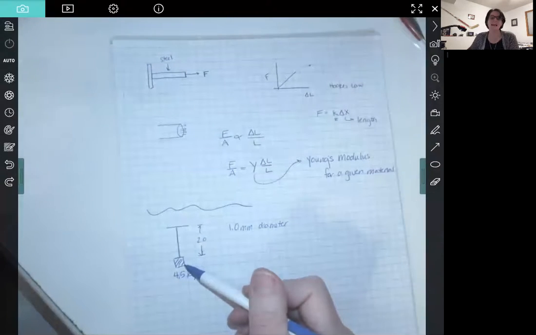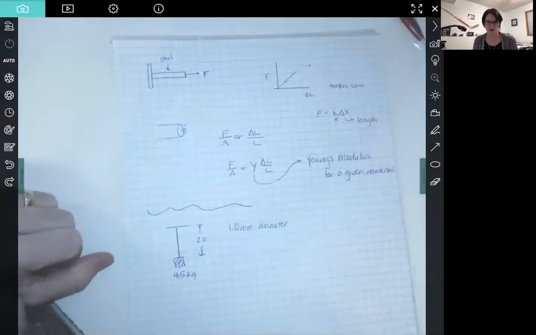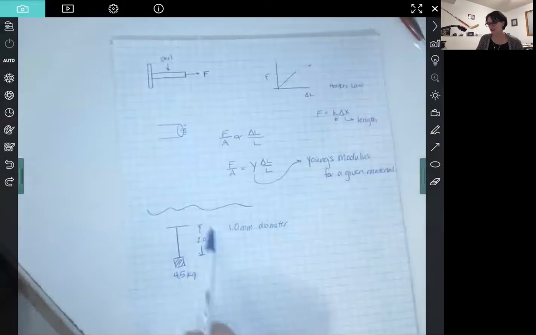If I hung a heavier mass, it stretched a little bit more. And eventually it might get to that breaking point where the wire itself cannot withstand the mass that's hanging on it. So how much do we change the length of this wire when we hang this mass on?